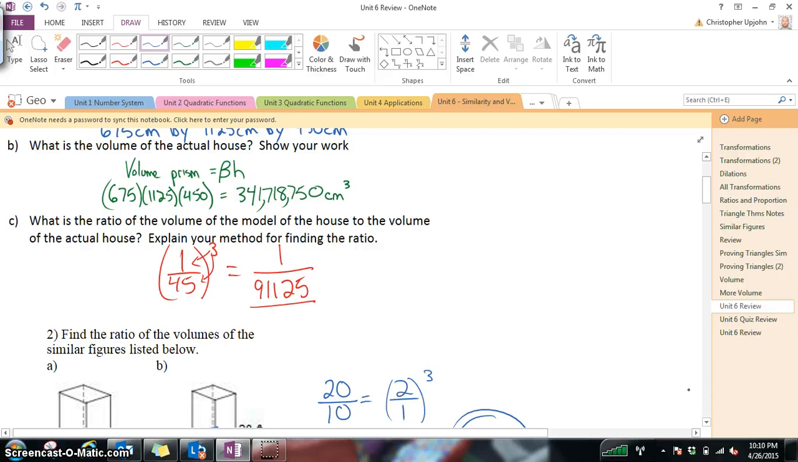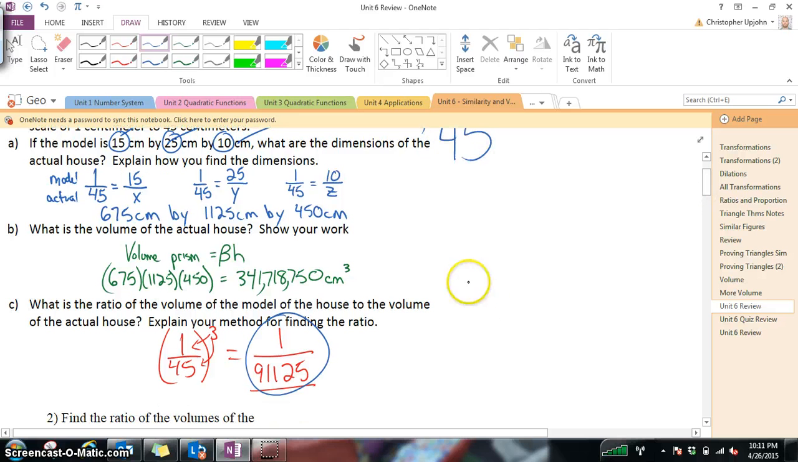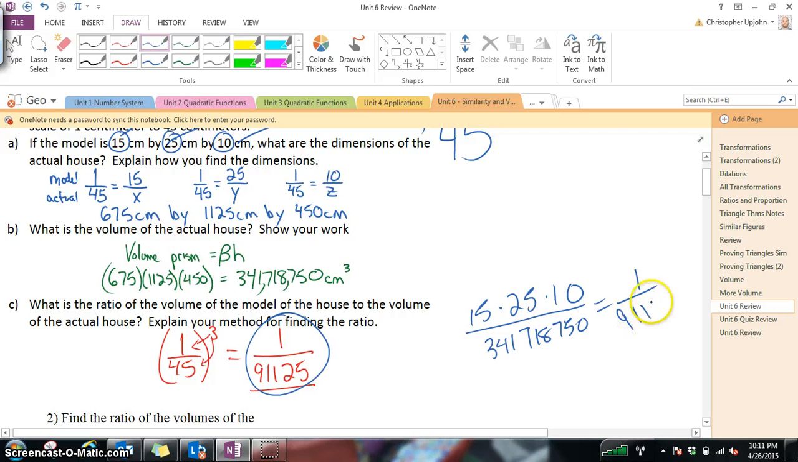What is the ratio of the volume of the house? We can do this one of two ways. The ratio of the house, 1 to 45, but if we want the volume, we cube that. 45 cubed is 91,125, so it's 1 over that. Or we just do the volume of those two houses. 15 times 25 times 10 over 341,718,750. But then you're dealing with big numbers, but it does reduce down to the same thing.